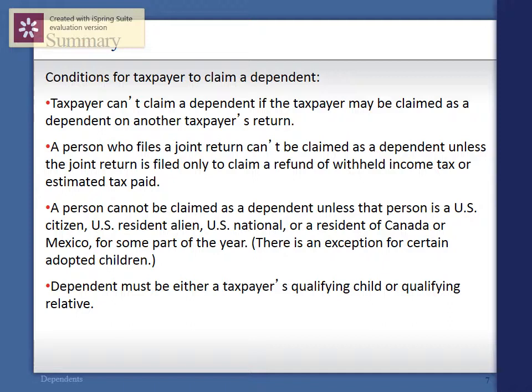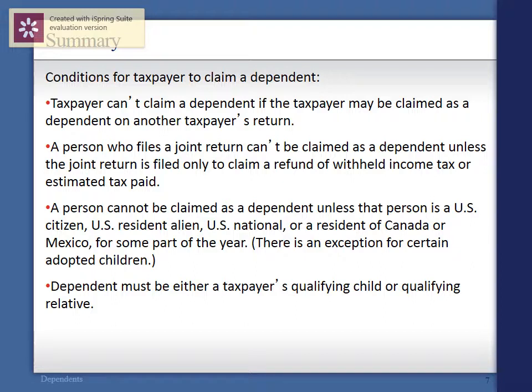A person cannot be claimed as a dependent unless that person is a U.S. citizen, a U.S. resident alien, and most of us know that to be someone who has a green card, or is a U.S. national, or a resident of Canada or Mexico for at least some part of the year.